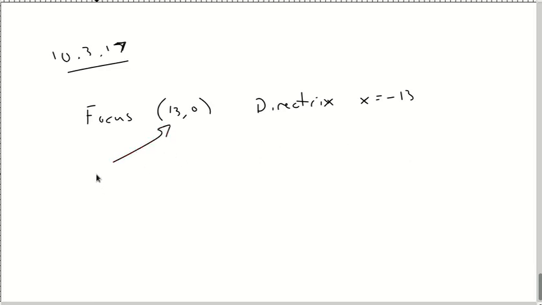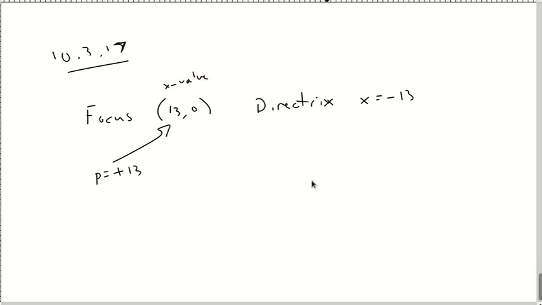10.3.17. Okay. So they say that we have a focus at (13, 0). They say we have a directrix, we got a focus, all that kind of stuff. What's the equation? Well, if you see right here, we definitely have p is equal to a positive 13. See the negative there because it's the opposite. Notice also this is an x value.